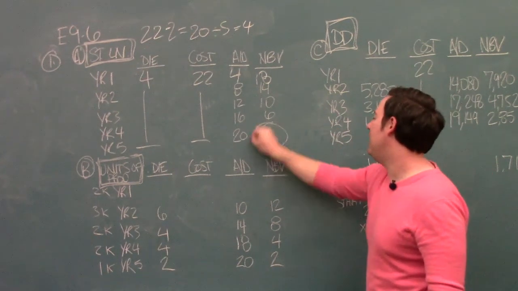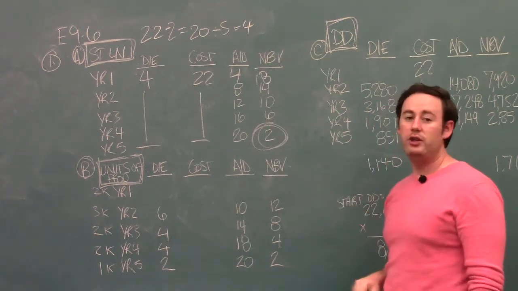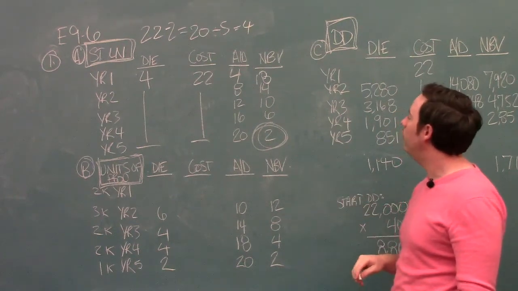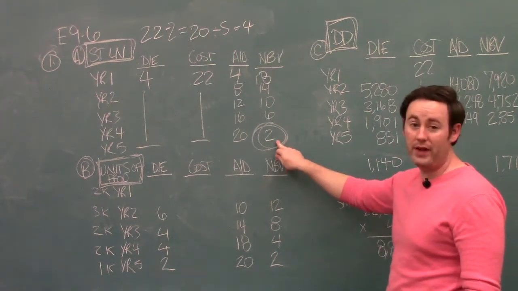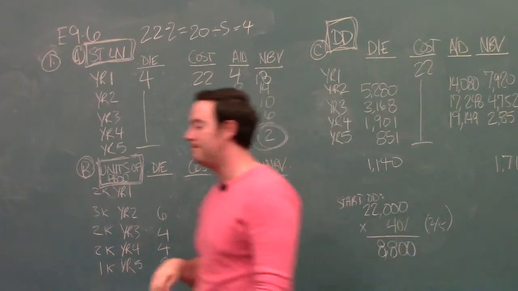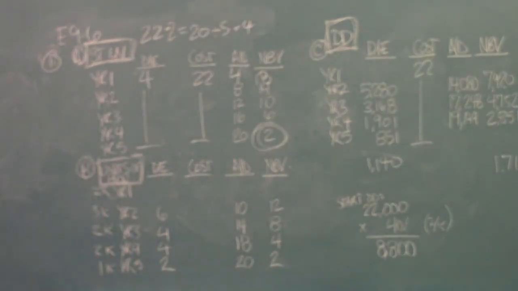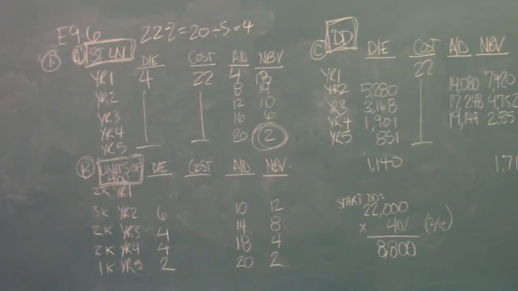Notice that at the end here, our net book value, $2,000, is equal to the residual value that we had, $2,000 at the very beginning. Okay? The next one that it wanted us to do was the units of production method.